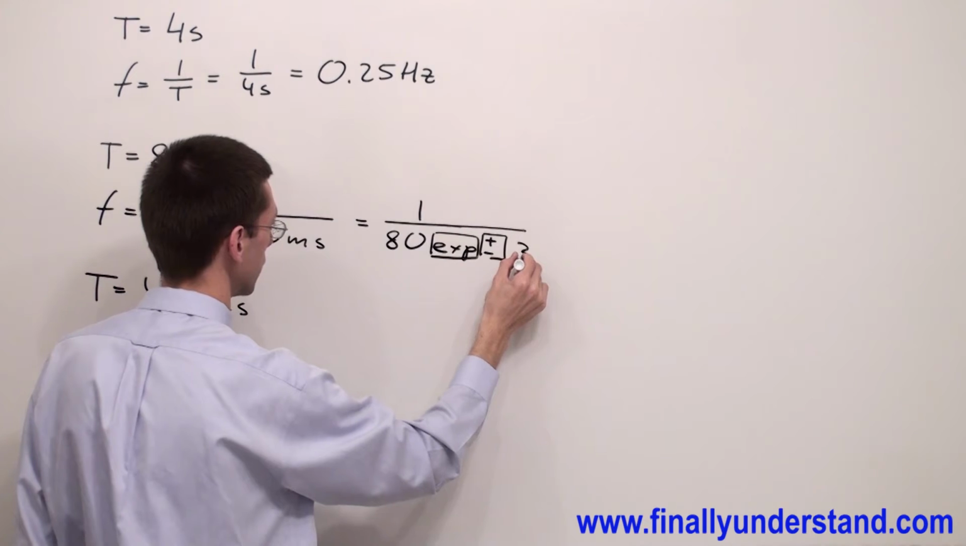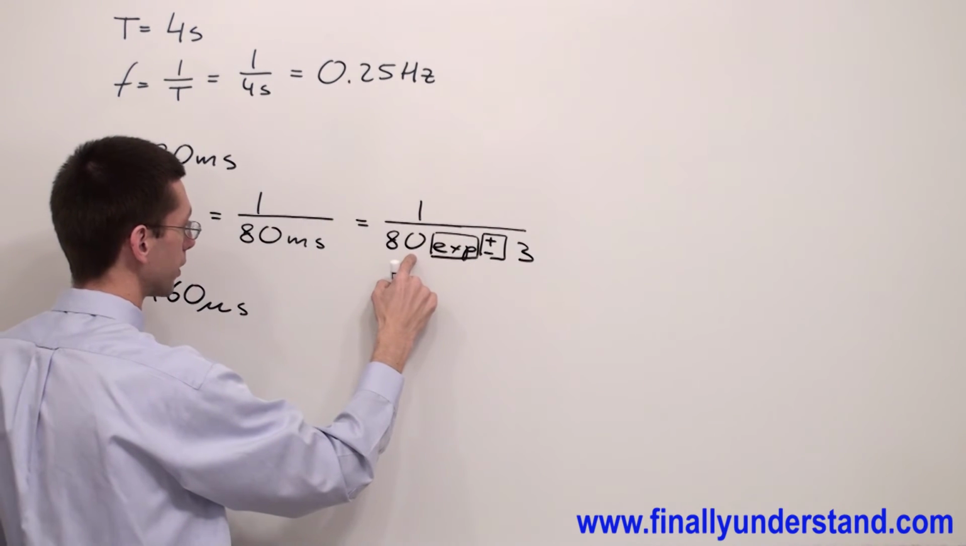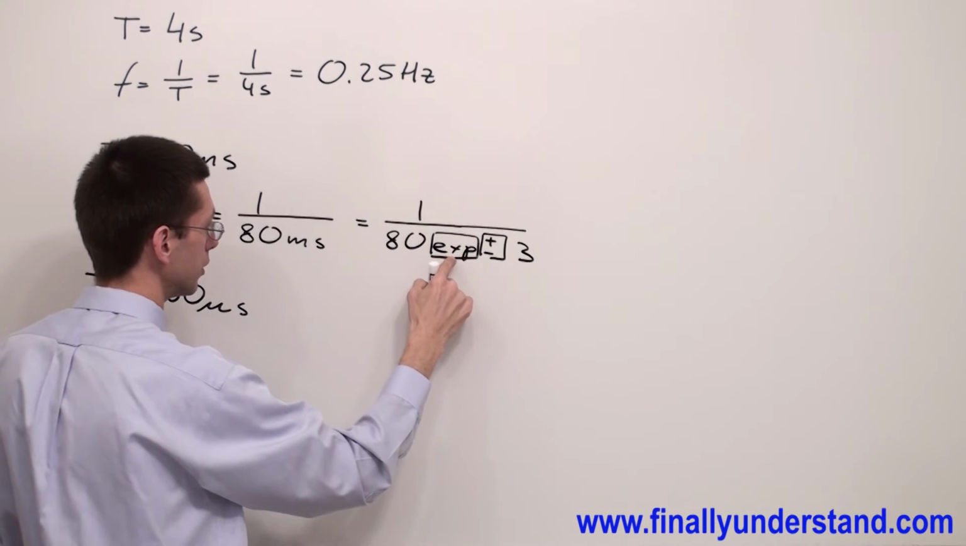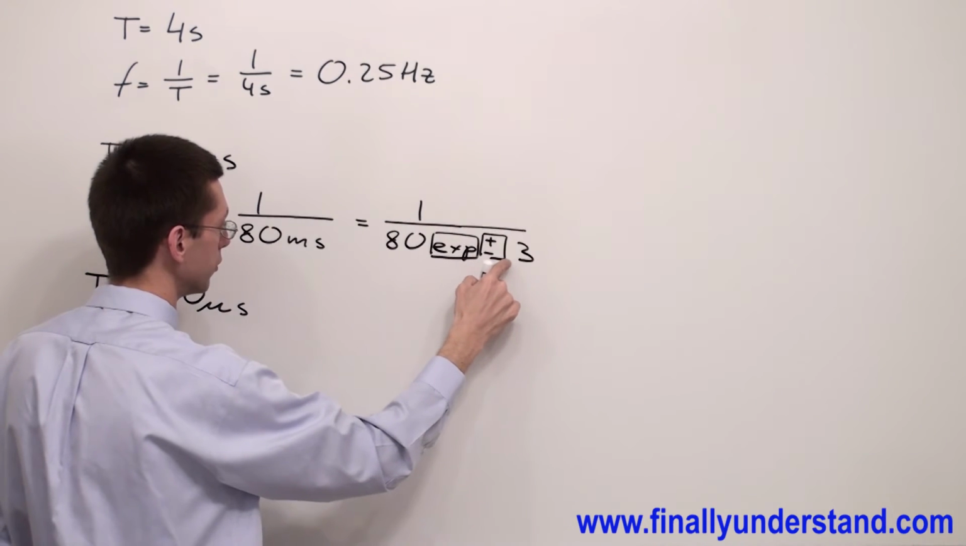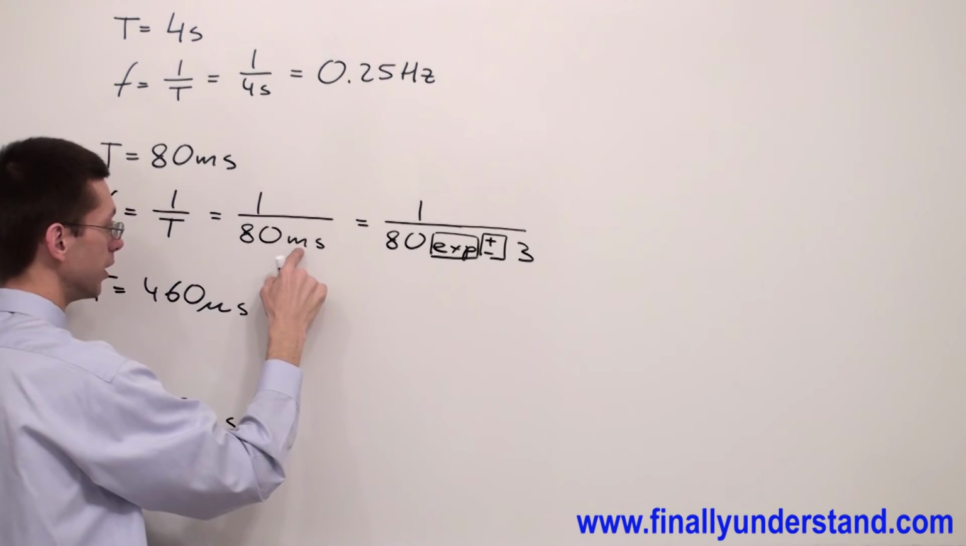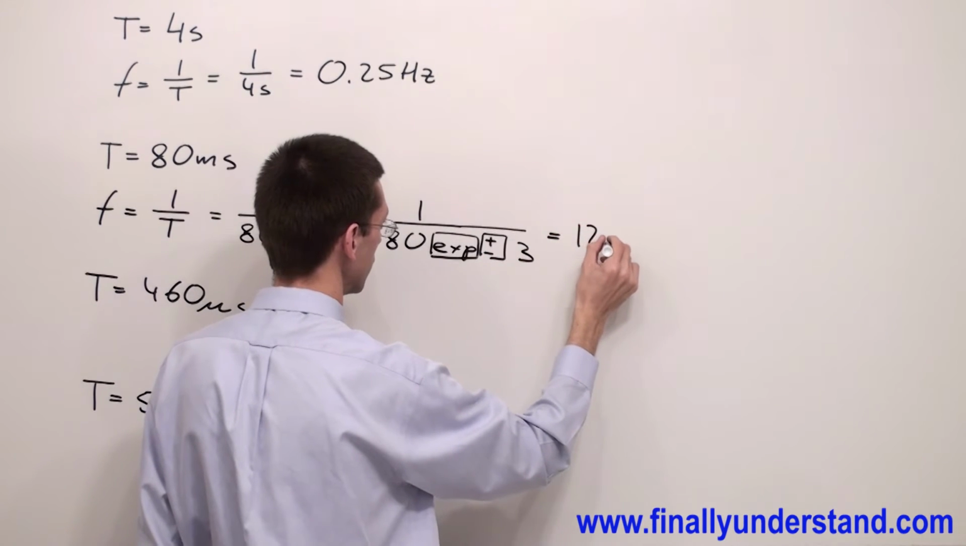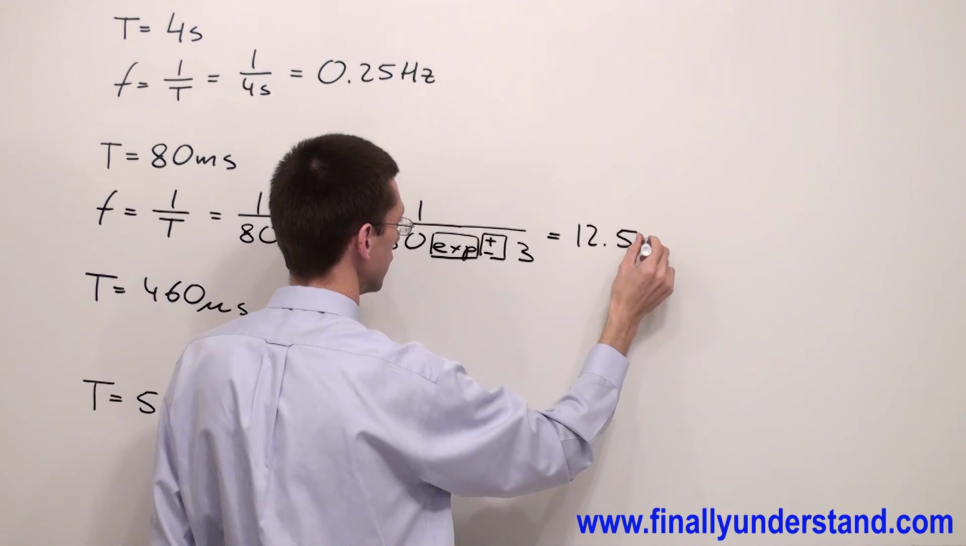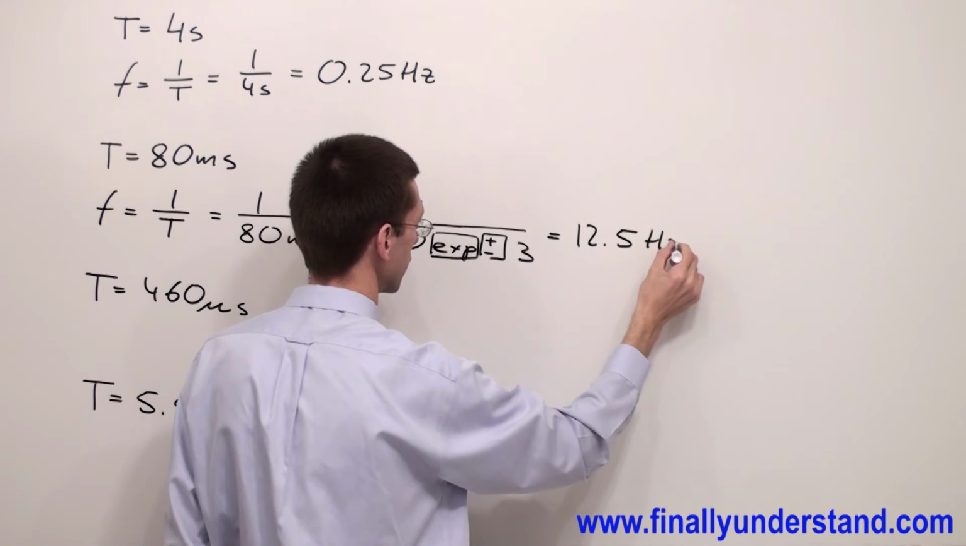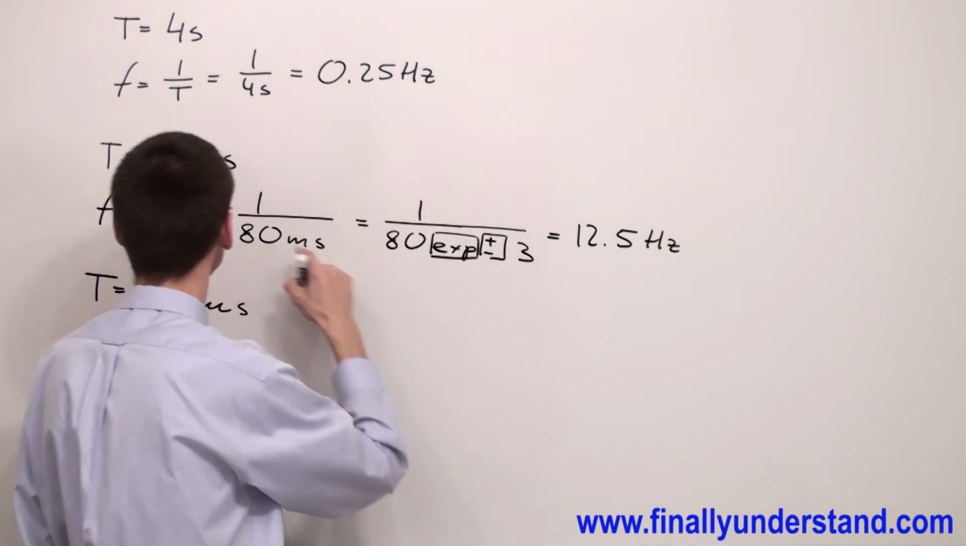3. So 80 times 10 to negative 3. This is my milli. Equals 12.5 Hertz. This is the solution to this problem.